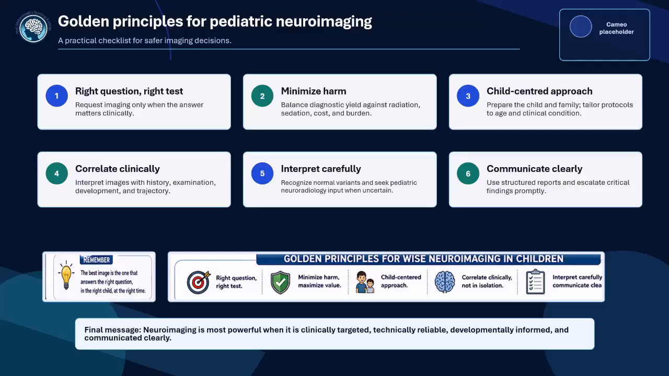Fifth, interpret carefully. Recognize normal developmental variants and seek pediatric neuroradiology input when uncertainty remains. Finally, communicate clearly. Use structured reports and escalate critical findings promptly. Neuroimaging is most powerful when it is clinically targeted, technically reliable, developmentally informed, and clearly communicated.